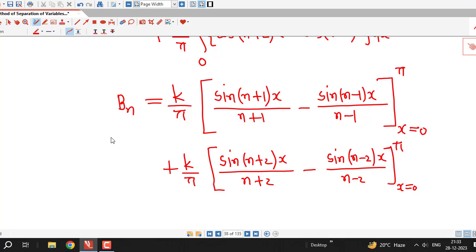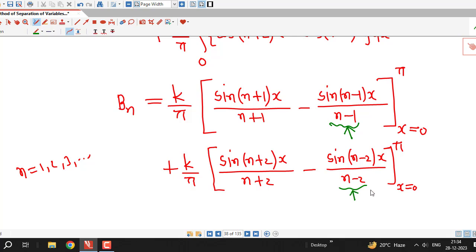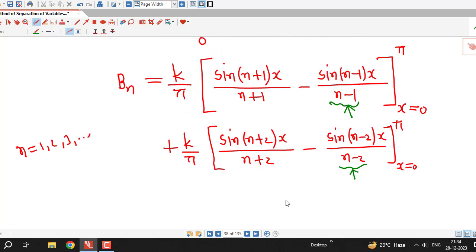Now we know that in Bn, n is taking the values 1, 2, 3 and so on. Now if you observe these two terms, here I have n minus 1 in the denominator, and here I have n minus 2 in the denominator. So this will be undefined for n equal to 1, and this is not valid for n equal to 2. So this is valid if n is different from 1 and 2. This is valid if n is not equal to 1 and n is not equal to 2, and for the rest of the positive integers, it is valid.